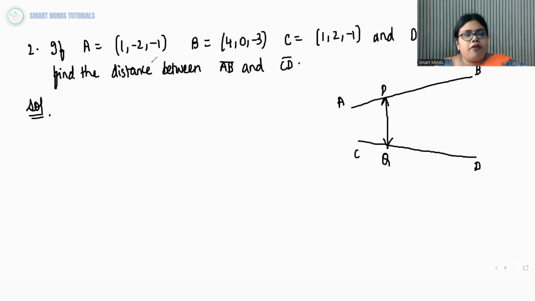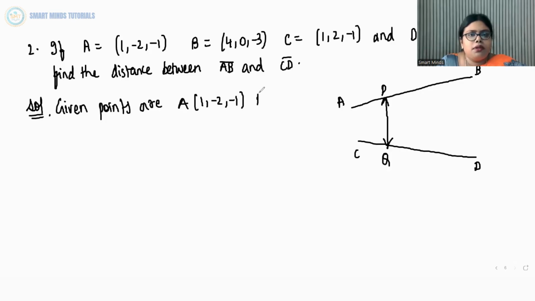Now in the last question, the vector equation was given, so directly we proceeded. But here 4 points are given: A, B, C, D. So first let us convert these points into vector equations, and from there we can take A bar, B bar, C bar, D bar. Got it? So first let us write what the given points are. A (1, minus 2, minus 1), B (4, 0, minus 3), C (1, 2, minus 1), D (2, minus 4, minus 5).